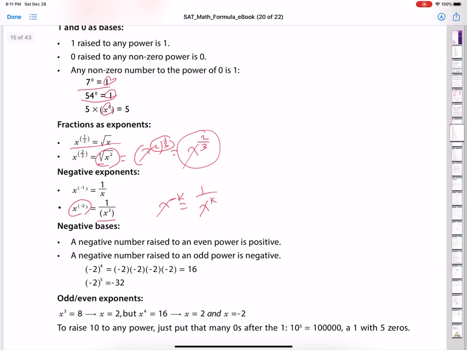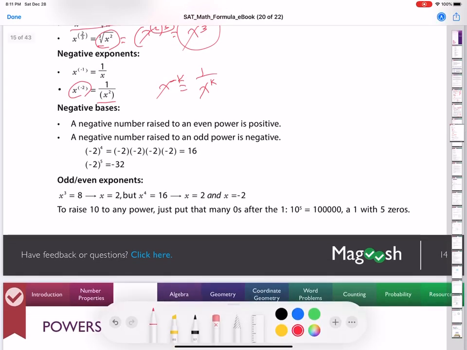That makes sense, right? If the base is a negative number, negative 2 to the 4th power is negative 2 times negative 2 times negative 2 times negative 2. A negative base to an even power is positive, and a negative base to an odd power is a negative number, right?